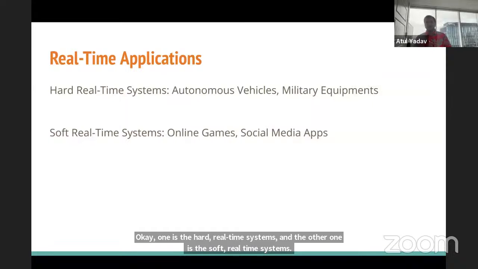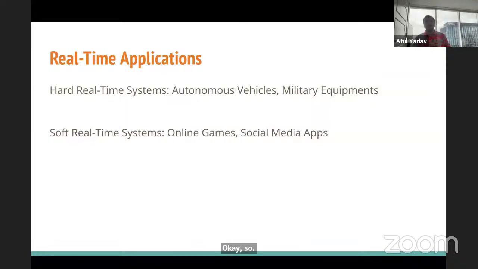Hard real-time systems are like autonomous vehicles. I hope you have heard about Tesla. Tesla vehicles have autopilot systems. You simply put in the location where you need to go and the car will automatically take you to that location.